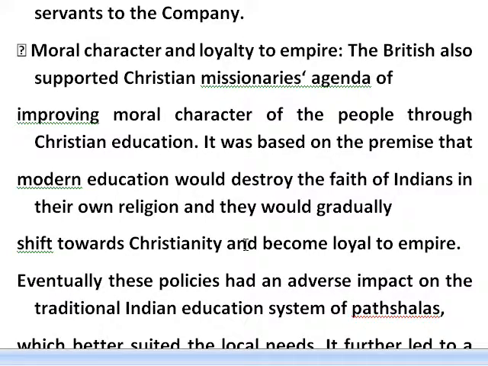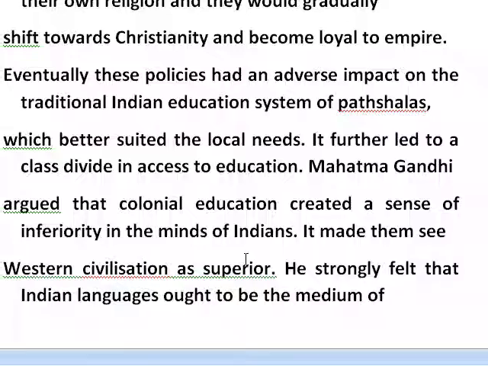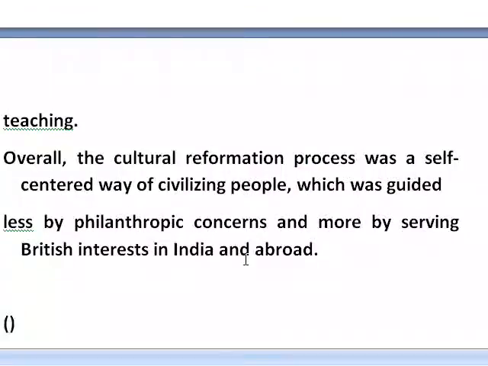Eventually, these policies had an adverse impact on the traditional Indian education system of Pathshalas, which was better suited to local needs. It further led to a class divide in access to education. Mahatma Gandhi argued that colonial education created a sense of inferiority in the minds of Indians. It made them see Western civilization as superior. He strongly felt that Indian languages ought to be the medium of teaching.